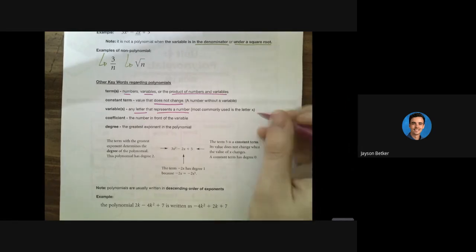What's a variable, you might be thinking? A variable is actually a letter. It's any letter that represents a number. But the thing is that the number that it represents can change. The most commonly used letter that we're going to see is X, but that doesn't mean that we don't see other letters as well. Even down here below, you can see I've got some K's here. So a variable is any letter that represents a number.